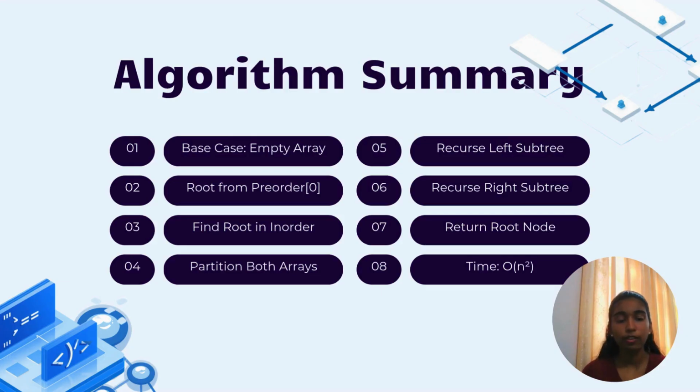Let's summarize the algorithm quickly. Use preorder to identify roots. Use inorder to divide left and right subtrees. Apply recursion repeatedly. Continue until all nodes are placed. This method successfully reconstructs the BST.